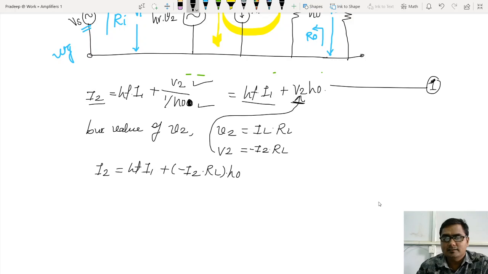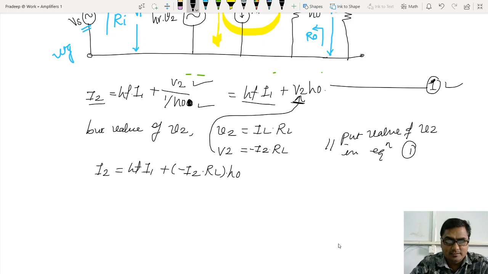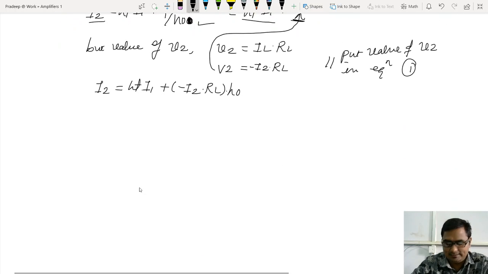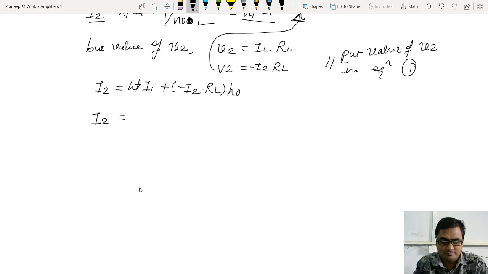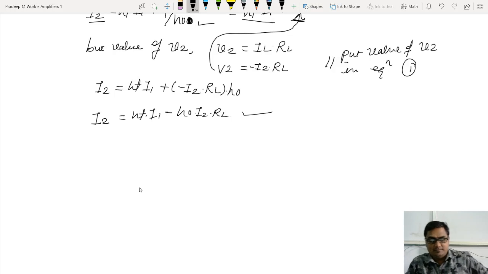Those who don't understand, I will write a comment here: put the value of V2 in equation 1. This is what equation number 1 is talking about. So finally, let me simplify this again. I2 is equal to hf multiplied by I1 minus ho I2 RL. That is the value of I2 I am finally getting.